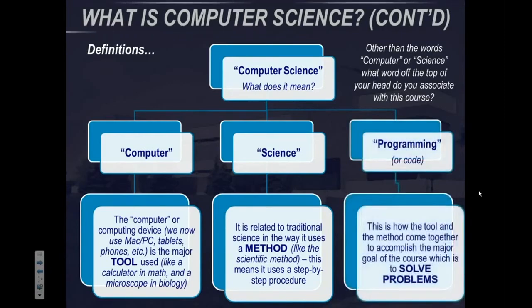But what most students associate with computer science is the idea of programming or coding. This is how the tool and the method come together to accomplish the major goal, which in computer science, of course, is to solve problems.